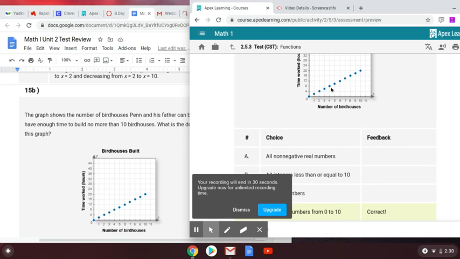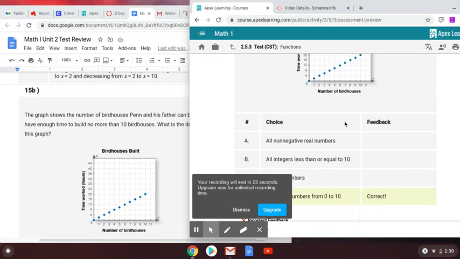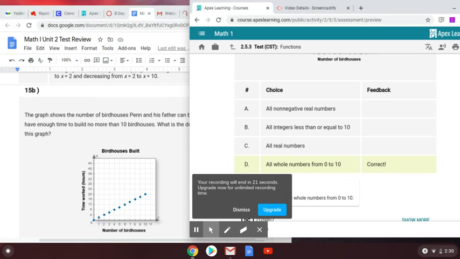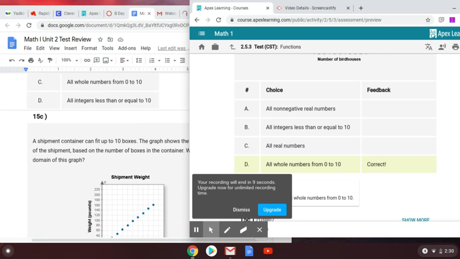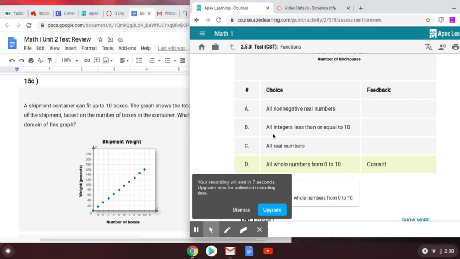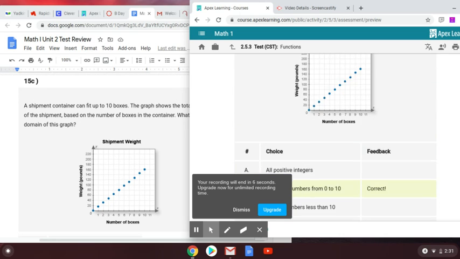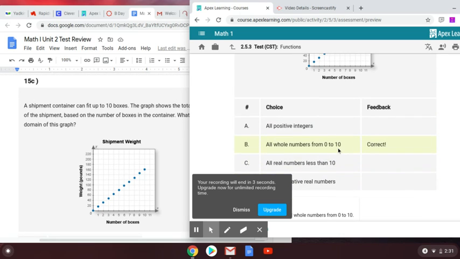Notice that there's nothing in between here that's graphed. It's just these individual points. Remember that whole numbers are numbers starting with 0 and going up to positive infinity. They do not include decimals and fractions. And I have 10 seconds. 15C, the answer was all whole numbers from 0 to 10.